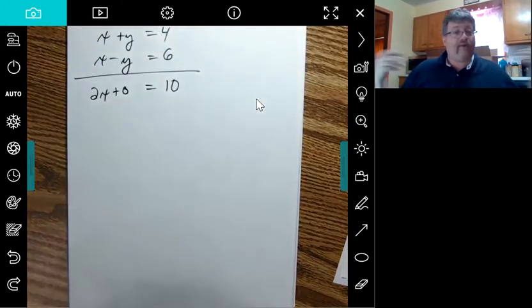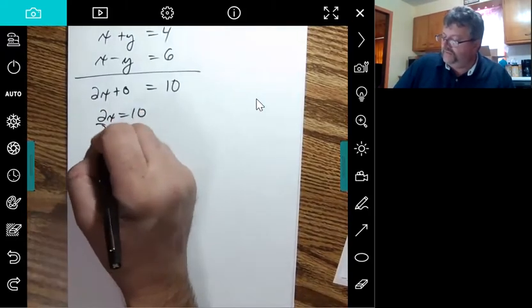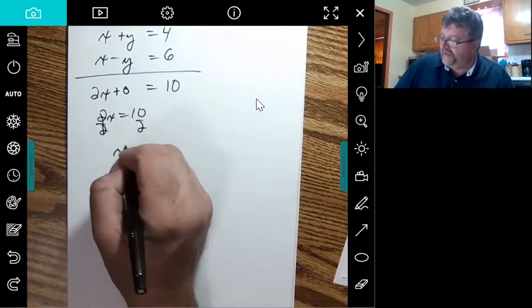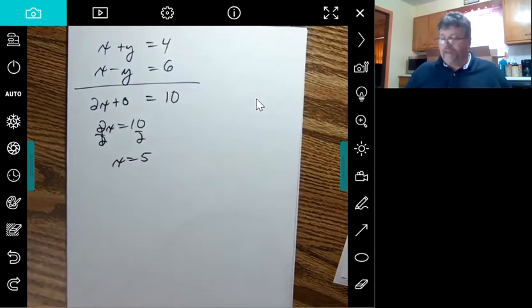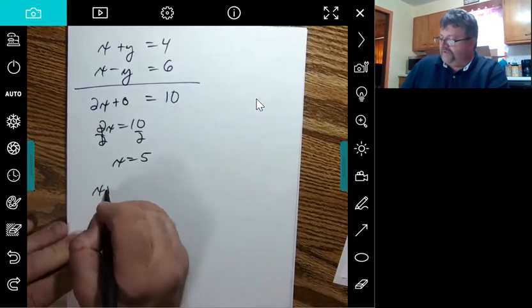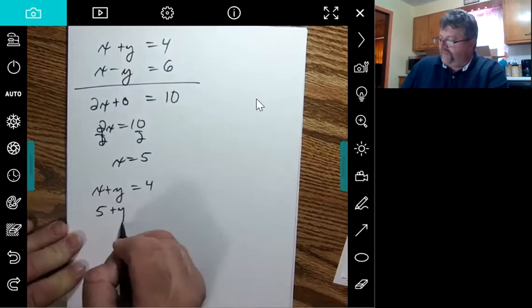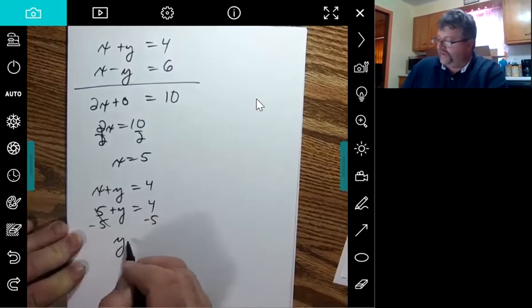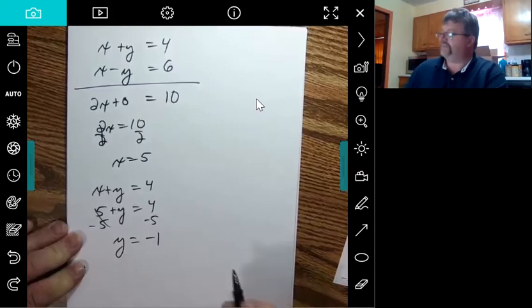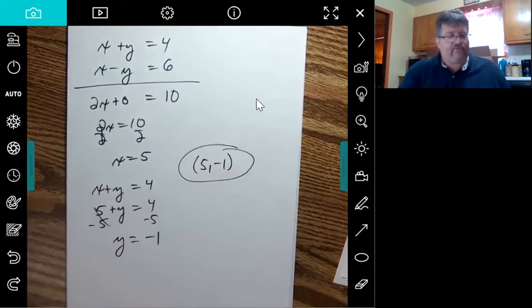So all of a sudden my y's are gone, and I'm just looking at 2x equals 10, divide by 2, and I've already got half my answer. X equals 5. Go back and find y. Pick an equation, makes no difference which one. X is 5, I'll put it in there, which means I'm going to subtract and get y equals negative 1. So 5, negative 1 is my solution to that system of equations.